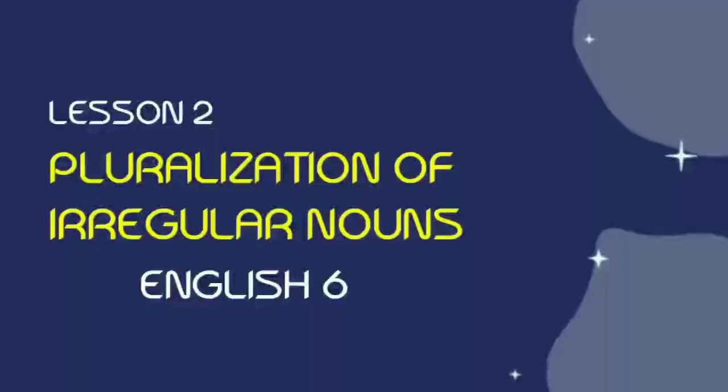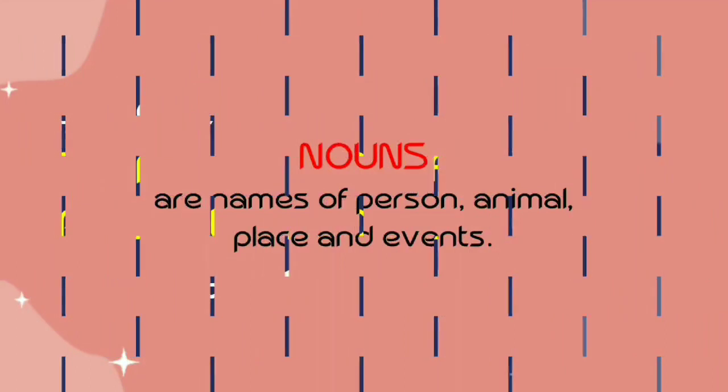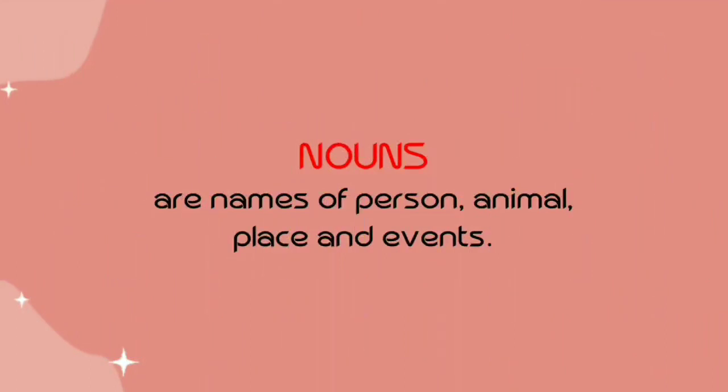Welcome to English 6. Today, we're going to study about pluralization of irregular nouns. Before that, let us review what nouns are. Nouns are names of person, animal, place, and events. Example: Mark, dog, Philippines, and birthday.